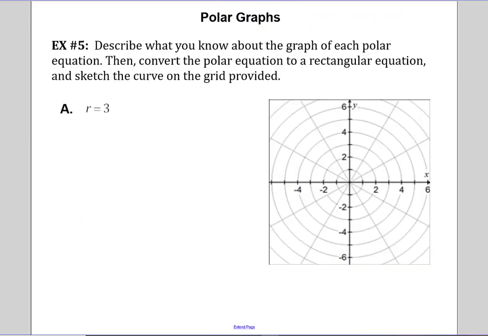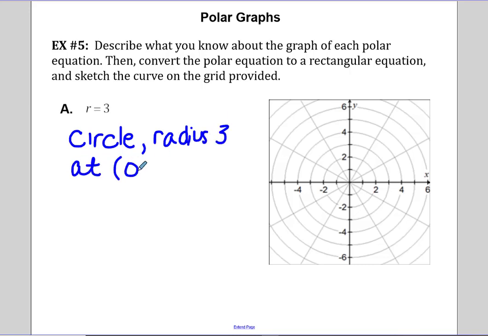Here in example 5, we want to describe what you know about the graph of each polar equation, and then convert the polar equation to a rectangular equation and sketch the curve on the graph that's provided. So I know r equals 3. To me, that just seems logical. It's going to be a circle. The radius is 3. It's centered at the origin. And the equation would be x squared plus y squared equals r squared. So that would be 9.